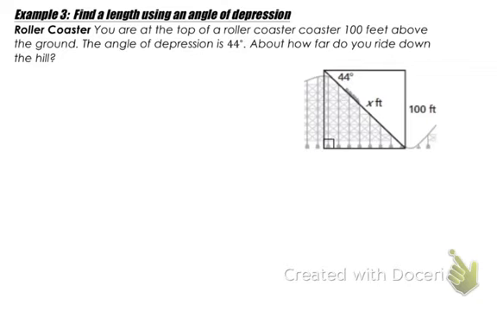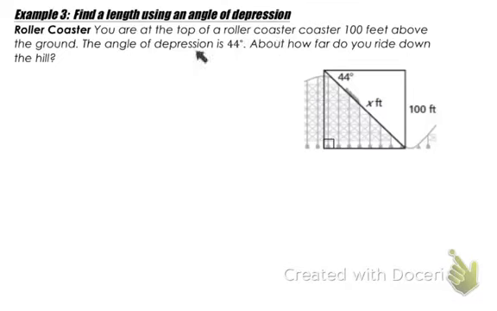Alright, now in example 3, we're going to find a length using the angle of depression. So it says you are at the top of a roller coaster. It should be just one coaster, sorry. 100 feet above the ground. The angle of depression is 44 degrees. About how far do you ride down the hill?